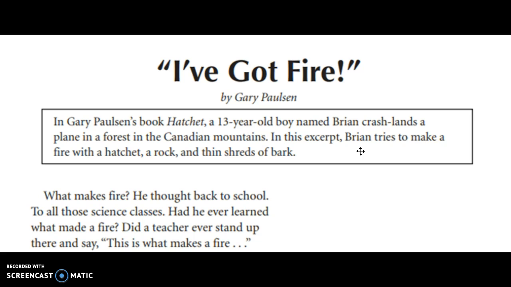In Gary Paulsen's book, Hatchet, a 13-year-old boy named Brian crash lands a plane in a forest in the Canadian mountains. In this excerpt, which means piece, Brian tries to make a fire with a rock and thin shreds of bark. A hatchet, by the way, is a small axe.